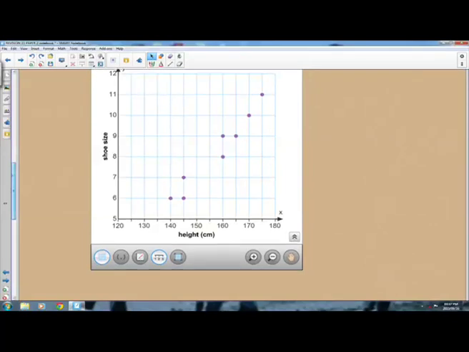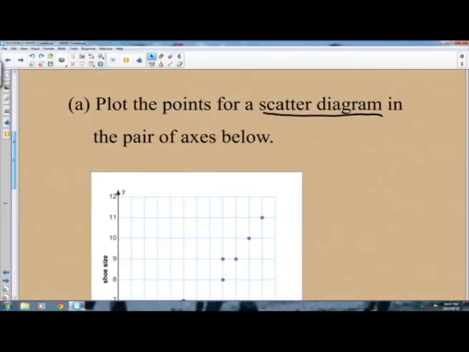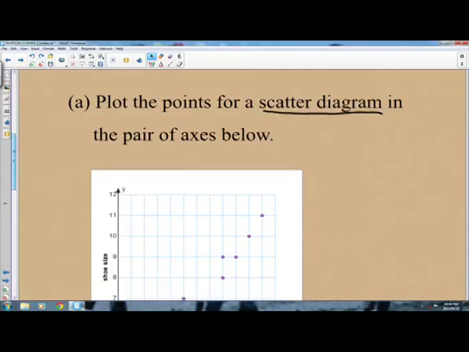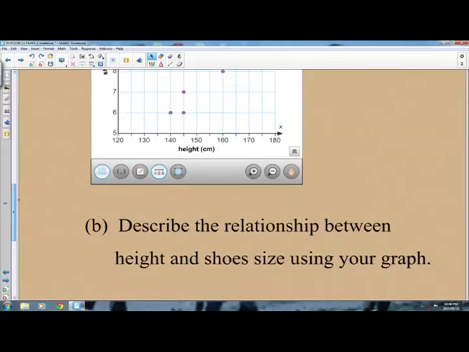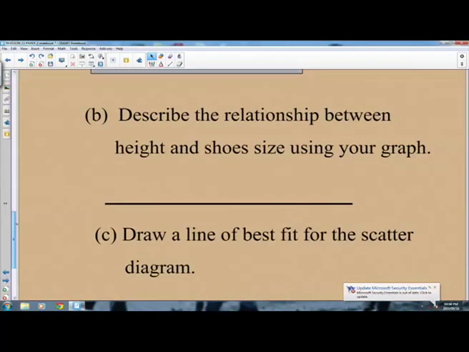And then let's answer. We have answered part A, which says plot the points for a scatter diagram in the pair of axes below. So by just plotting these points, we have answered part A. And then what about part B? Part B says describe the relationship between height and shoe size using your graph. So all that we're expected to do is to describe the relationship between the shoe size and the height. By saying describe the relationship, this question is simply asking for correlation.